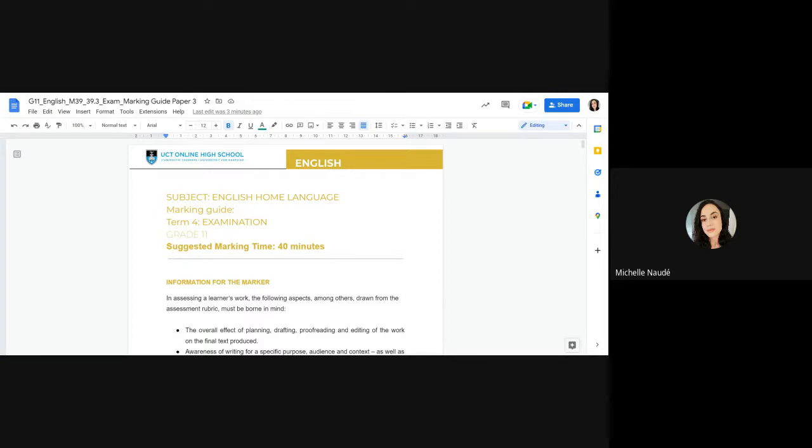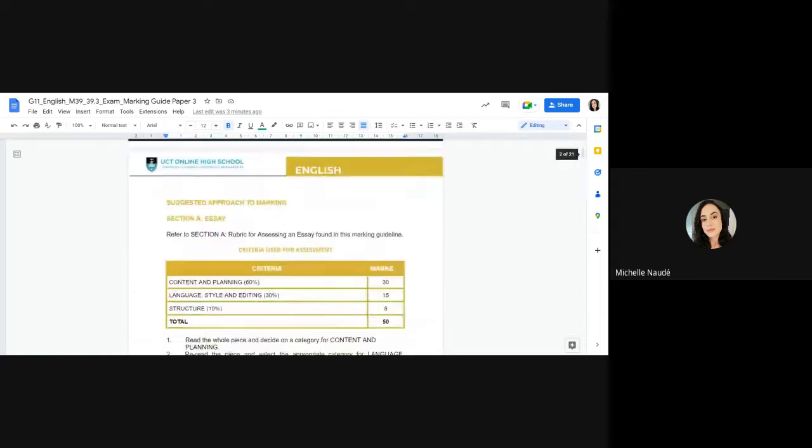So when it comes to both the essays and the transactionals, make sure you're very, very familiar with the rubrics. So when you are awarding marks, but also prior to beginning this marking, read through the criteria for each of the categories. And remember that it will not be 100% aligned with the child's work.